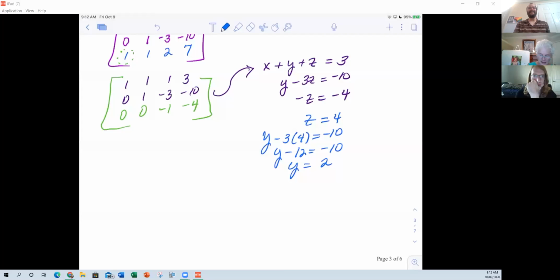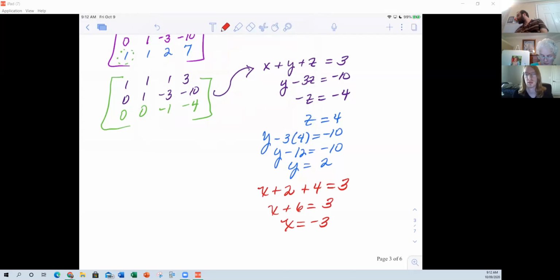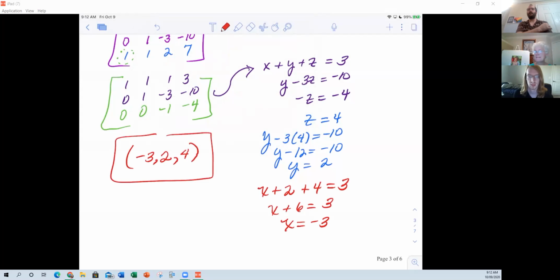And now we're going to say x plus y plus z equals 3. So x plus 6 equals 3. So x is equal to -3. So if I've done everything right, the solution should be -3, 2, 4. And the other one was similar to that as well.